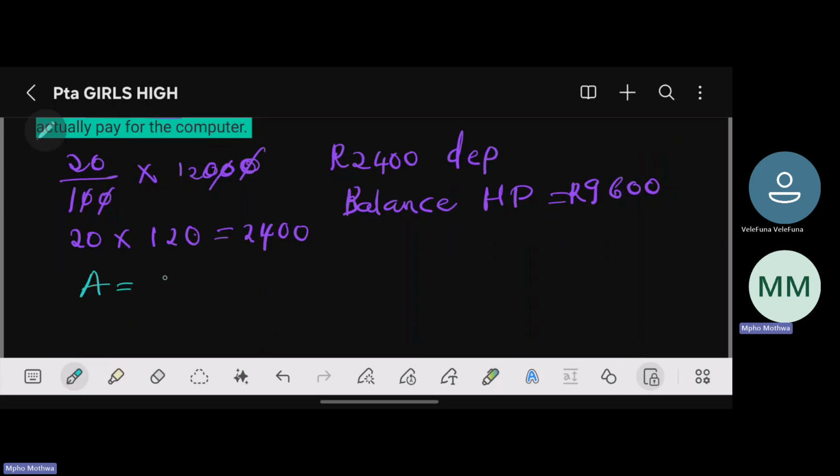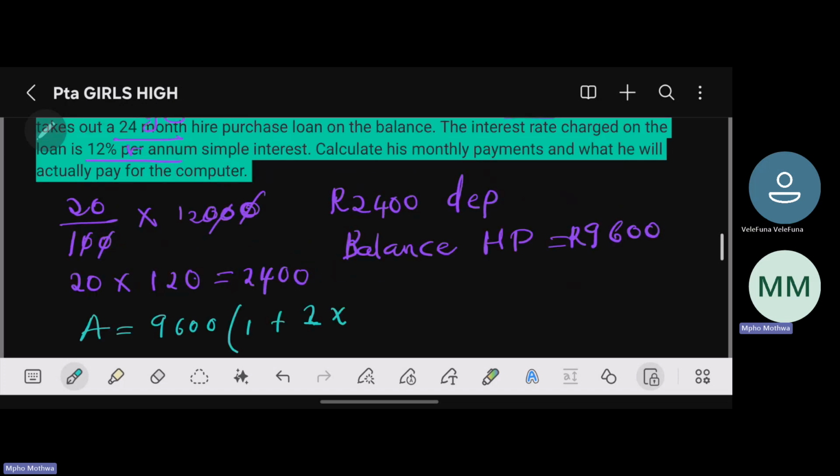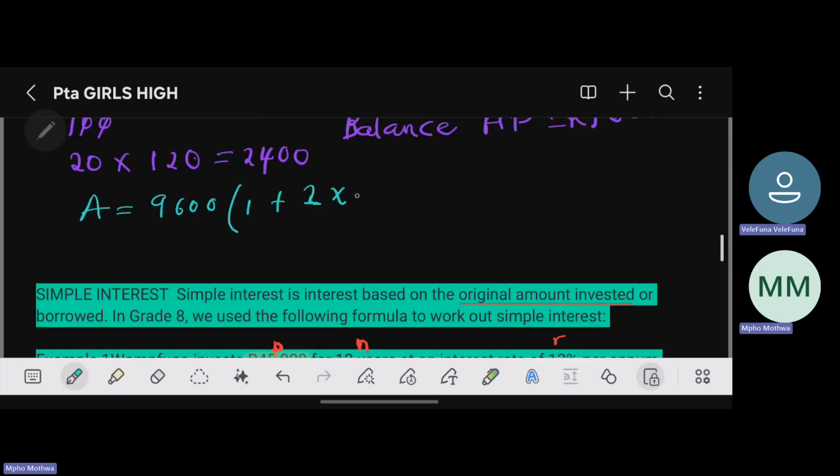A equals my P, which is 9,600, into 1 plus, what is my N? 2, right? What is my R? My R was given somewhere here. It is 12%, divided by 100. Then you press the calculator and then what do you get? So I'm still doing it. I'm 12 over 100.